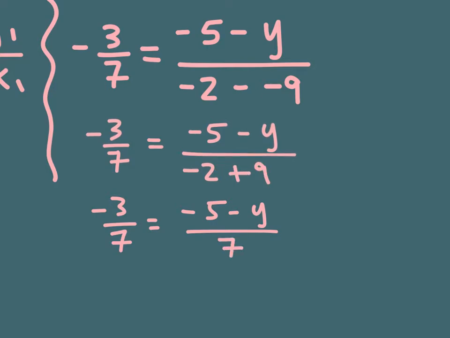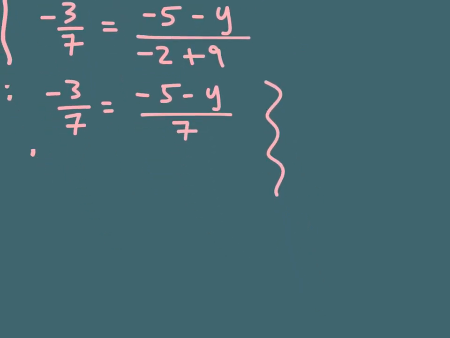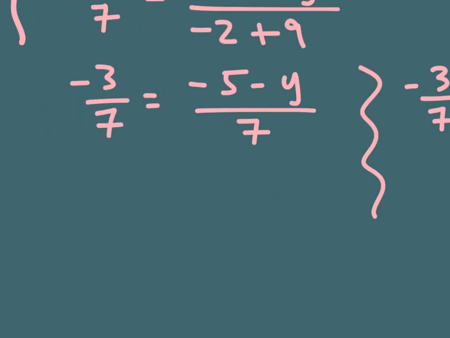Okay, now I can do this problem two different ways. Let me show you guys the first way. The first way that I would want to do this is by cross multiplying. So I can cross multiply each of these 7s. And so I can do negative 3 times positive 7, which gives us negative 21.